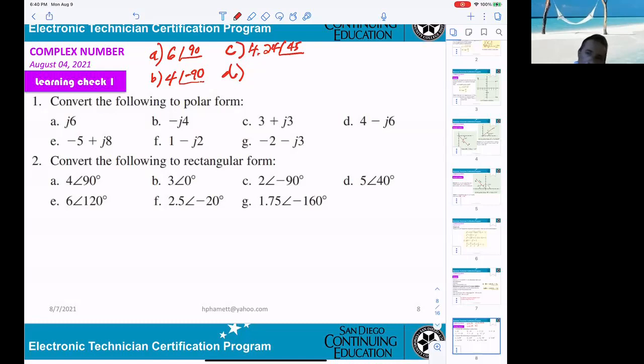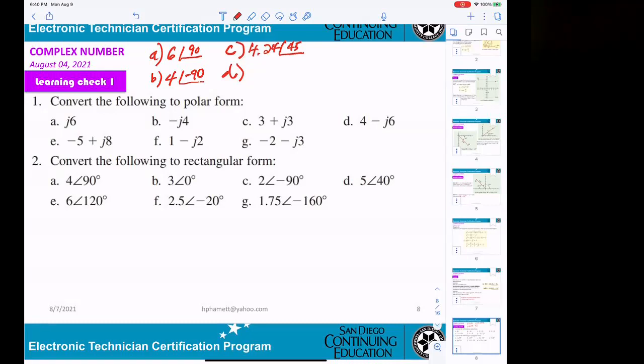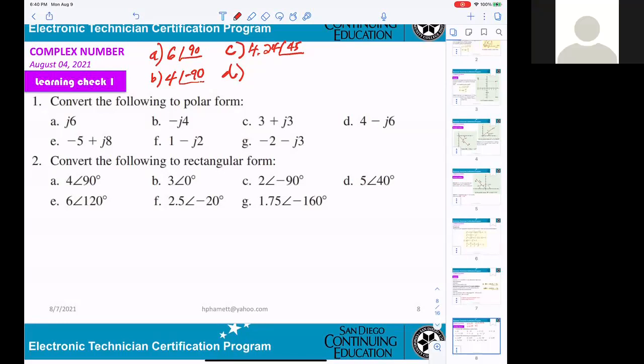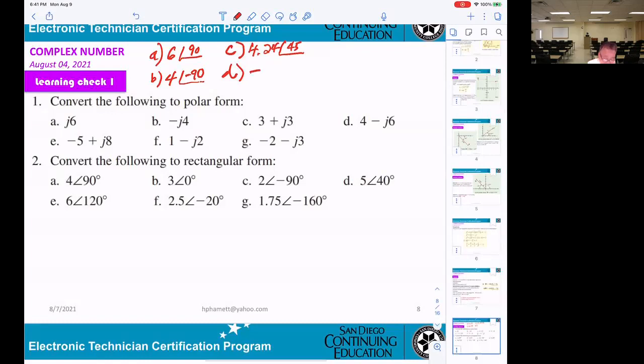Did anybody, for D, get the angle 33.7? 33.69. Okay, now what's the magnitude? For D, 7.75? Is it 4.47? Oh, how come I get a different answer? I got 7.11 or 21, I think. 21, correct. 7.21. Angle.